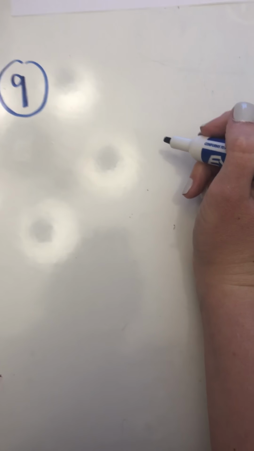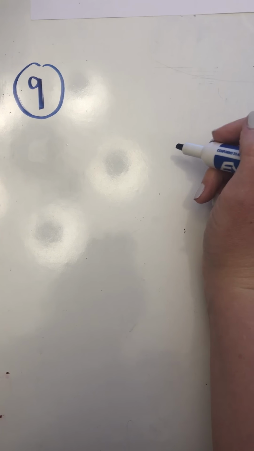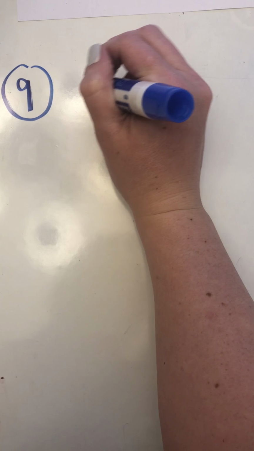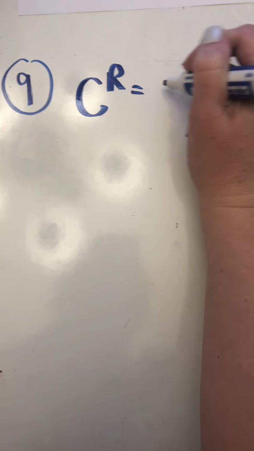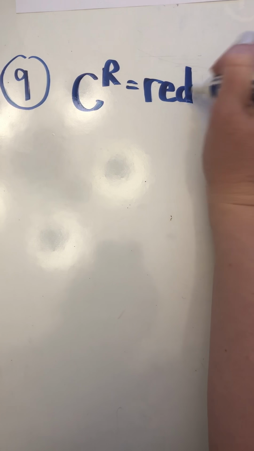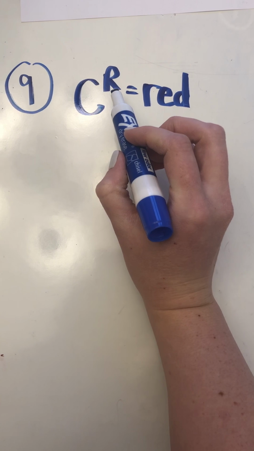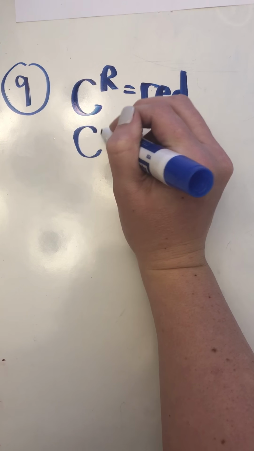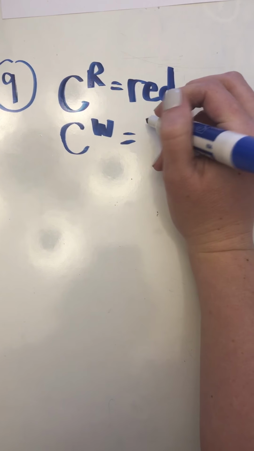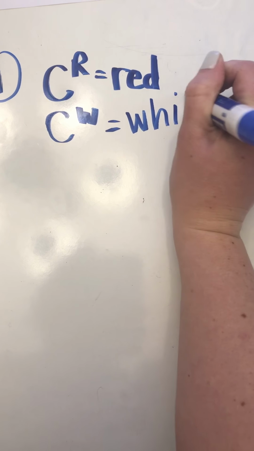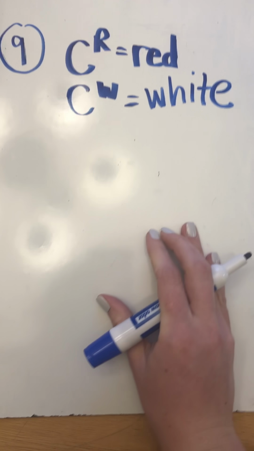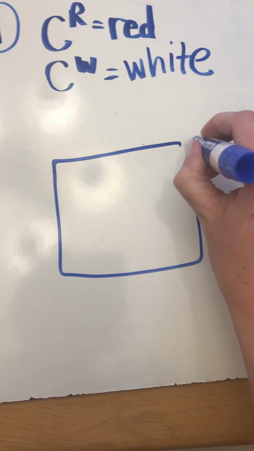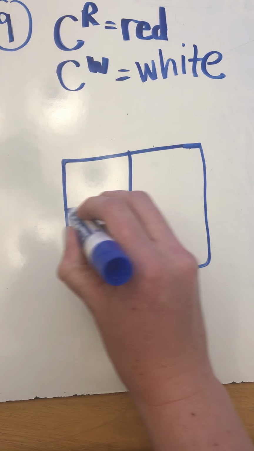Now remember, codominance is written out differently than incomplete dominance. So let's establish our alleles first. We have the red coat color, and the capital C is for color, and then the superscript or the exponent is for the actual color, which in this case is red. And then we also have the white allele. And we're told that our parents are roan and red.